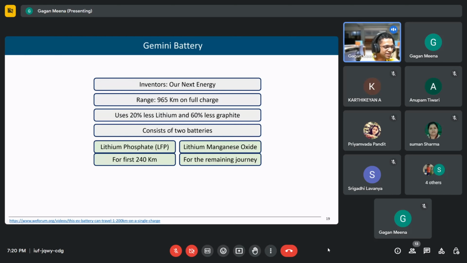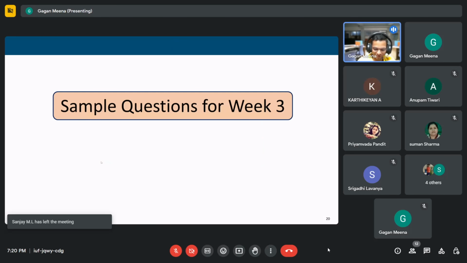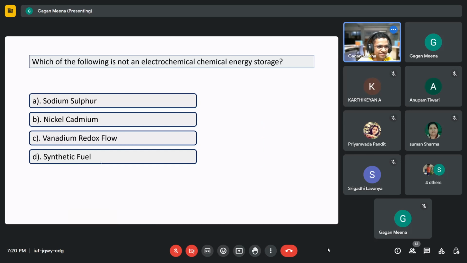Similarly, there is one more technology, eVTOL. It's an e-taxi, you can say an e-air taxi. It's an air taxi based on fuel cell or hydrogen. All these things are coming up. Now we'll start with these questions.